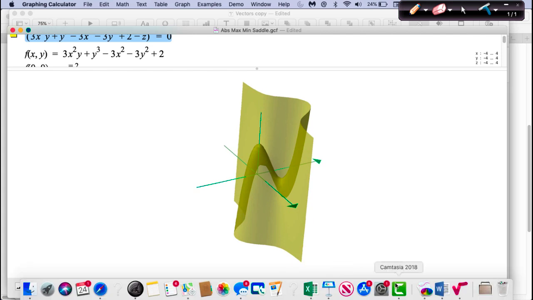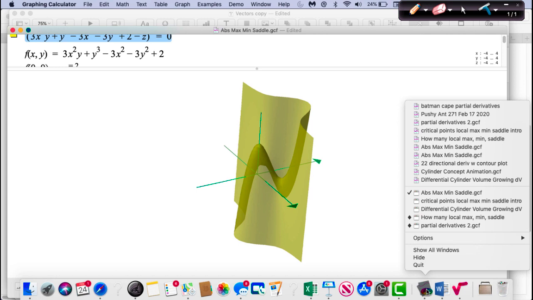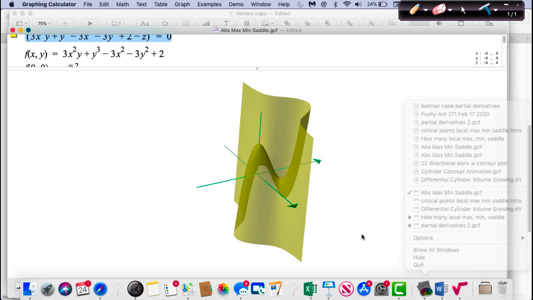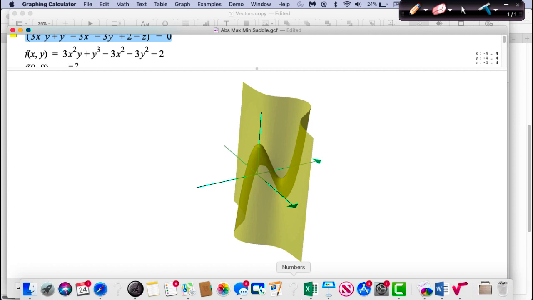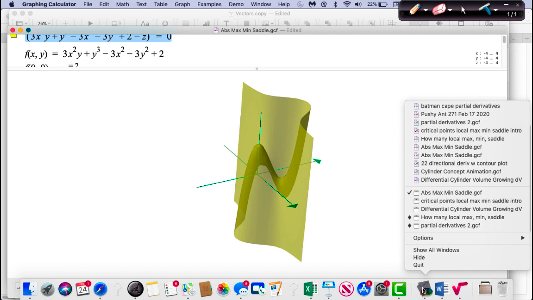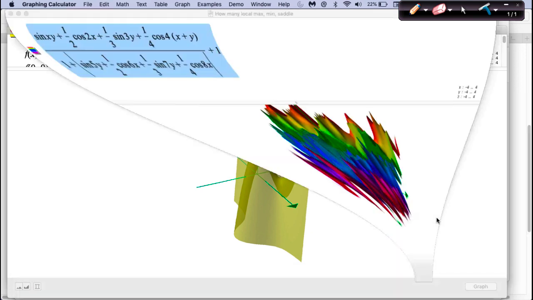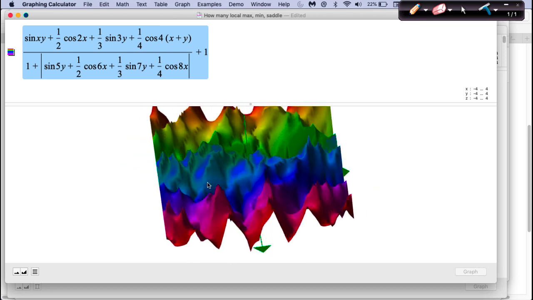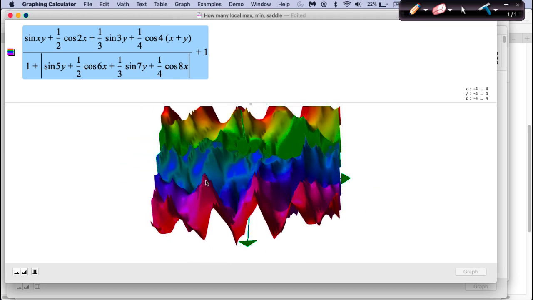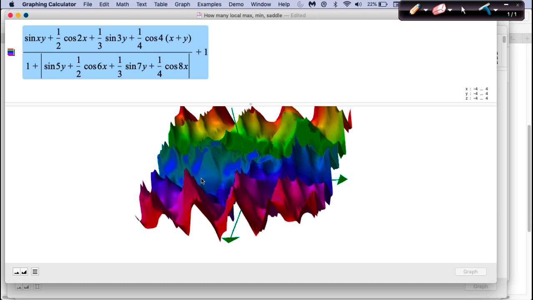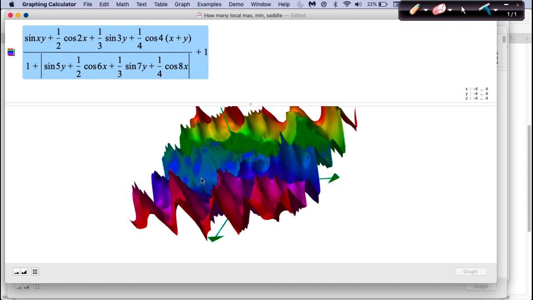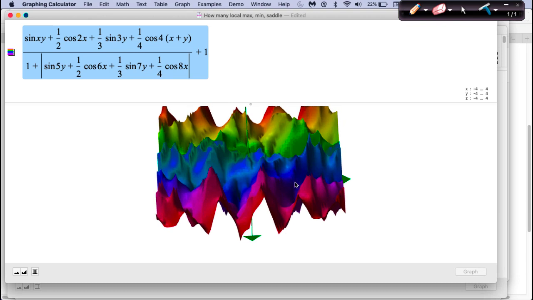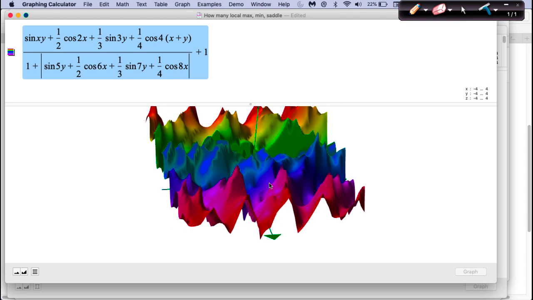Okay, what about this one? All right, so how many here? How many local maxes? How many saddle points?